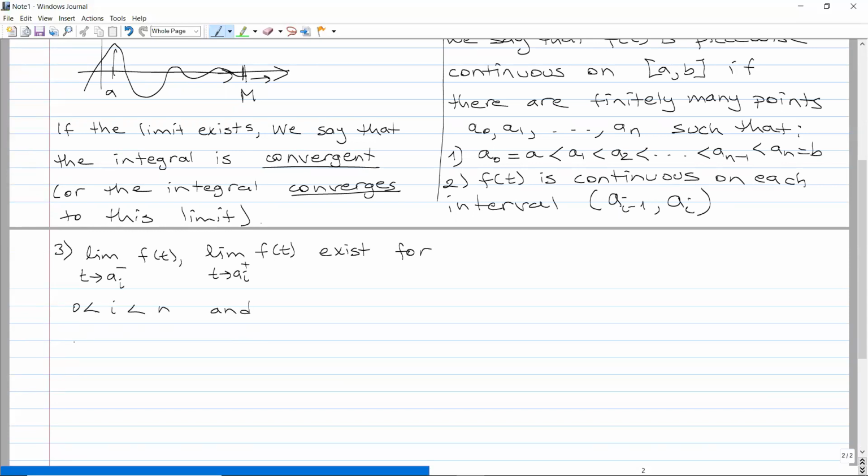For i equals 0, A0, remember, is the endpoint A. So at the endpoint A, we can only look at the right limit. And when i equals n, that endpoint is B, and at the point B, we can only look at the left limit. So we expect these to exist also. Exist means finite. So there is a number.